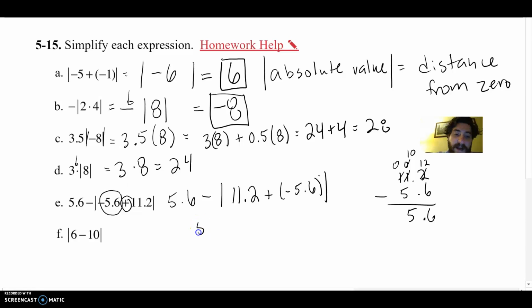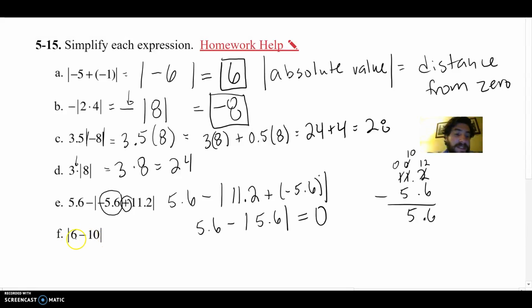So here I have 5 6/10 minus the absolute value of 5 6/10, which is just 5 6/10. So 5 6/10 minus 5 6/10 is 0. If I'm going too fast, just please rewind, please.